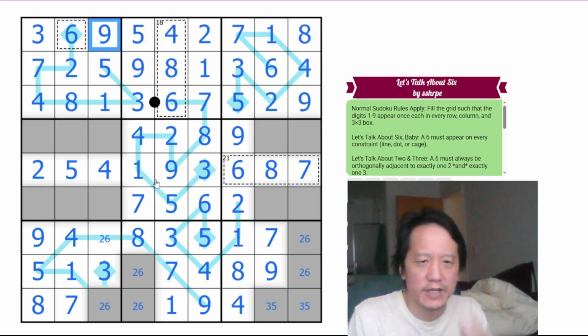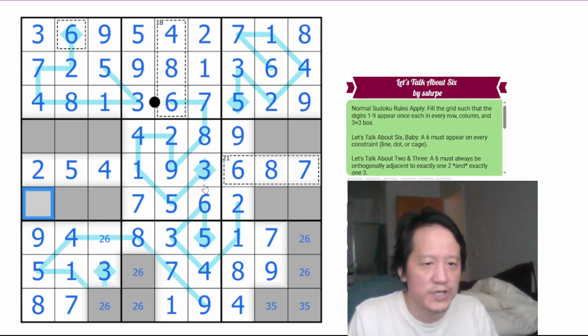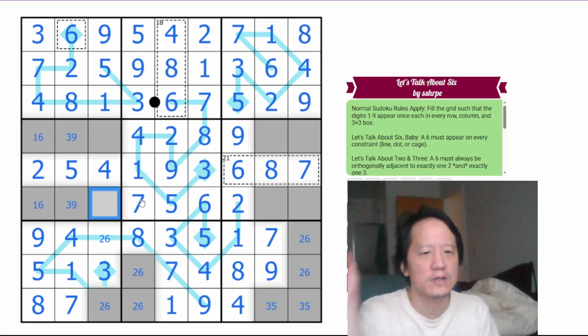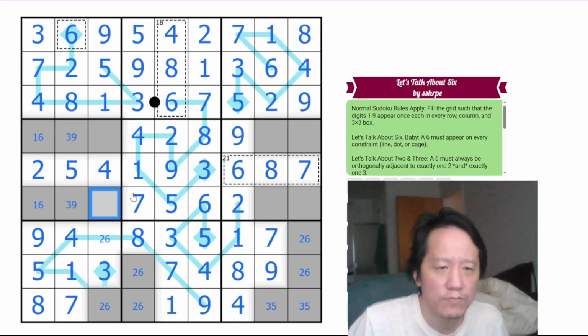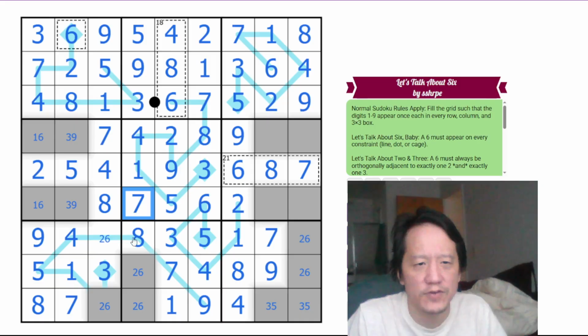Anyways, our remaining digits in column 1 have to be what? 1 and 6. Remaining digits in column 2 are 3 and 9. Remaining digits in column 3 are 7 and 8. And this can't be 7 because of 7 here, so this must be 8, which makes that a 7.